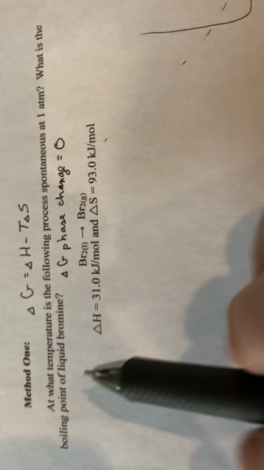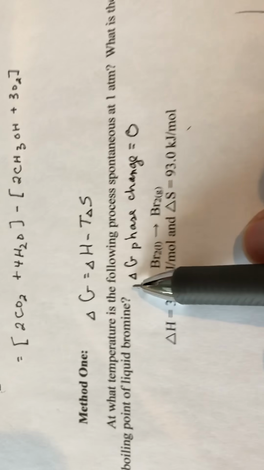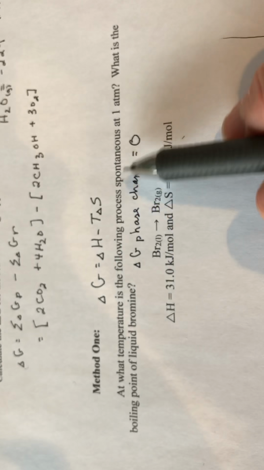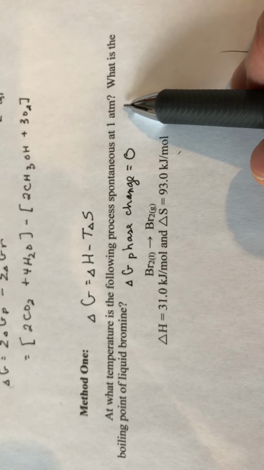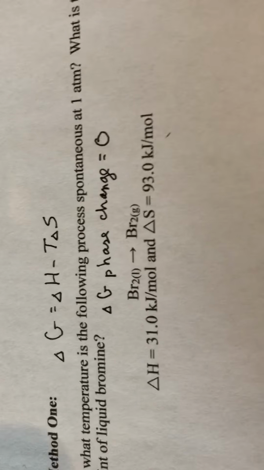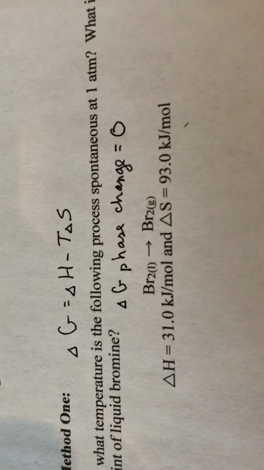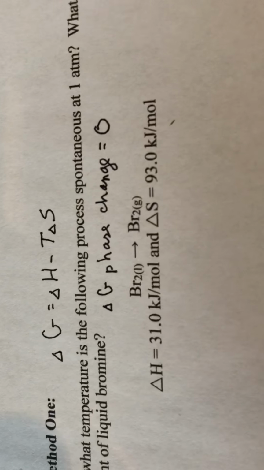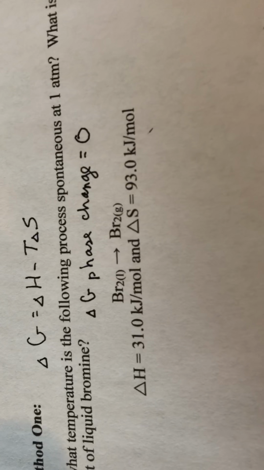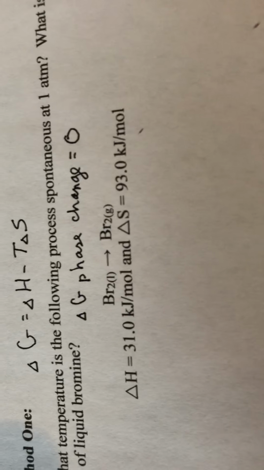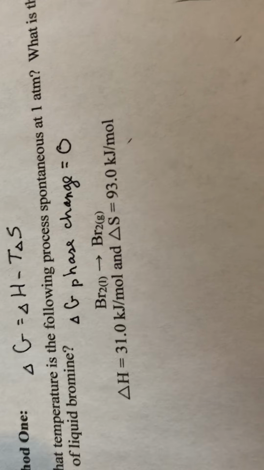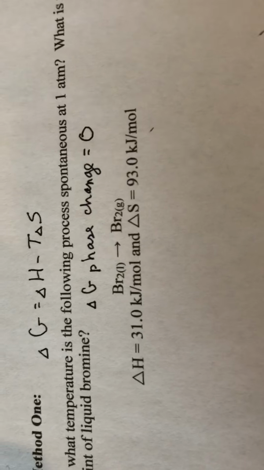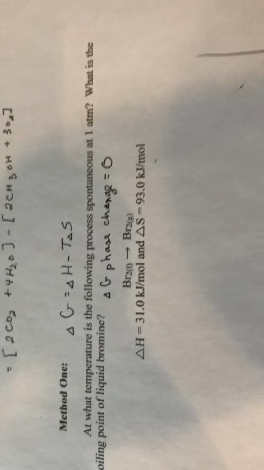So take a look at this problem. It says, at what temperature is the following process spontaneous at 1 atmosphere? Essentially what they're asking is, at what temperature does bromine naturally begin to melt? So for water, this answer would be 0 degrees Celsius or 273 Kelvin, because that's when it spontaneously starts to melt. But this is bromine, so it's a different substance, so we're going to search for this answer.